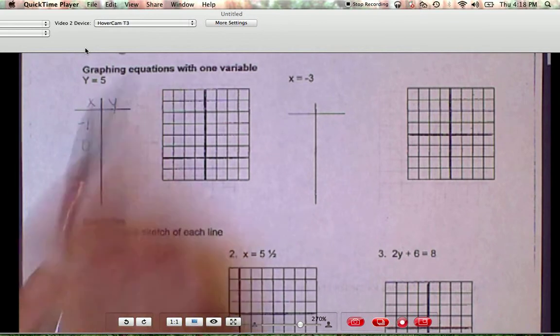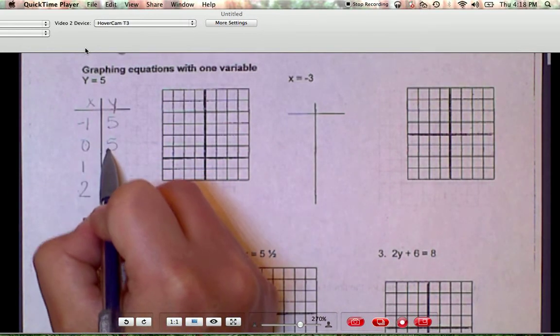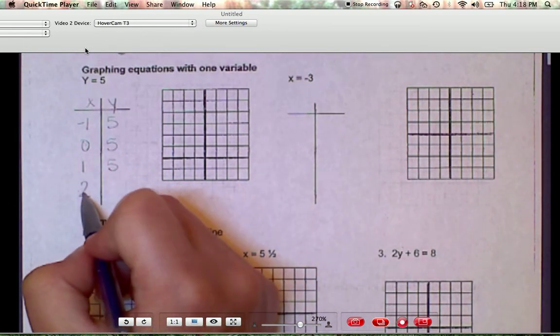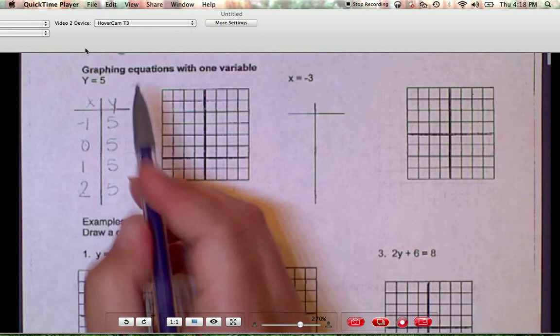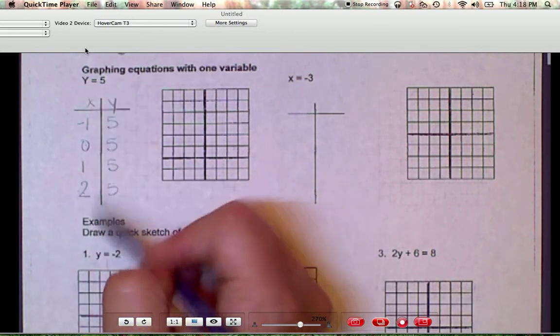So if x is negative 1, y equals 5. If x is 0, y equals 5. If x is 1, y equals 5. If x is 2, y equals 5. This says y equals 5. Y is 5. No matter what, y is 5.